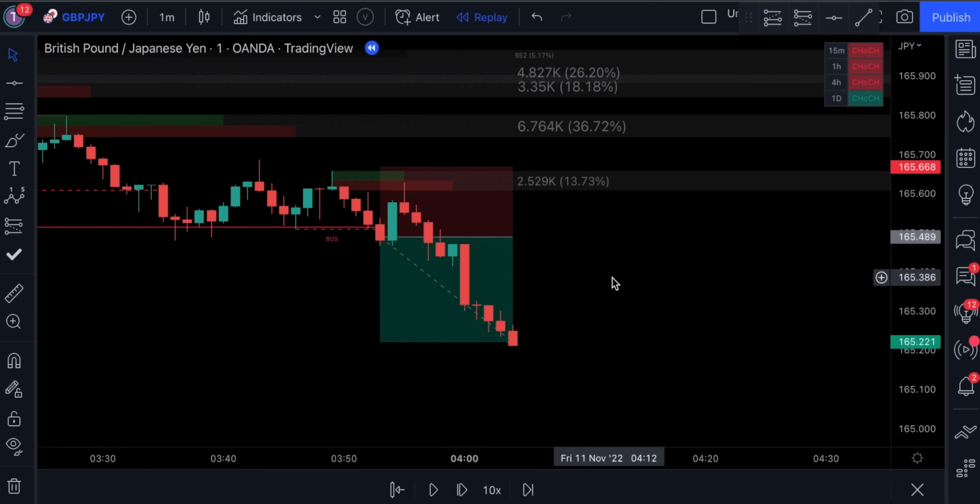Okay traders, now you know exactly how to use this indicator. Now let's move on to the backtesting to find out its true win rate.